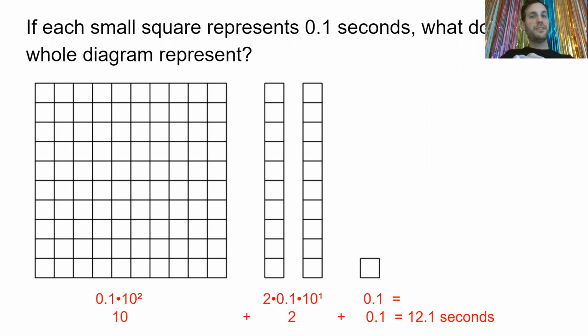So the small square is 1/10 of a second. This is 20/10ths of a second, or 2 seconds. And this is 100/10ths of a second, or 10 seconds. So altogether, this would be 12.1 seconds.